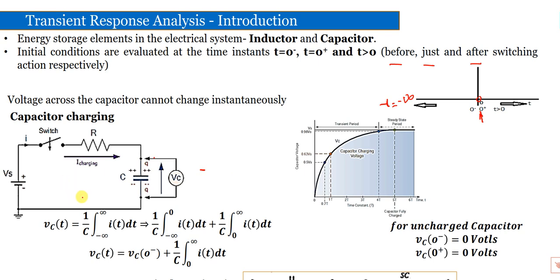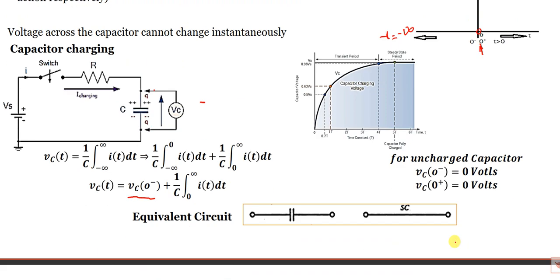If the capacitor is already charged before switching, we call that the initial voltage of the capacitor, Vc of 0 minus, because the capacitor was charged before switching. After that, whatever it charges, for t greater than 0, is given by 1 by C integral of 0 to infinity I of t dt. Please remember, for an uncharged capacitor, Vc of 0 minus is 0, and just after switching the capacitor voltage is also 0.